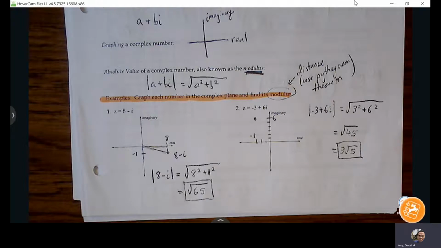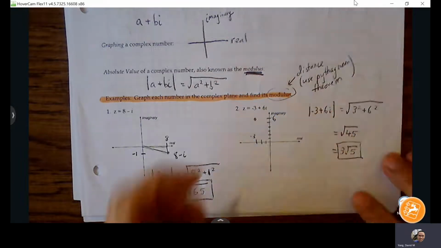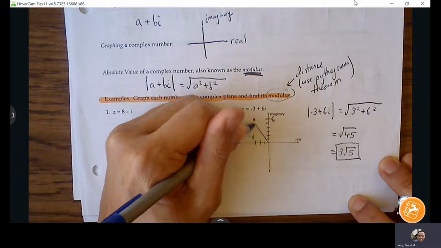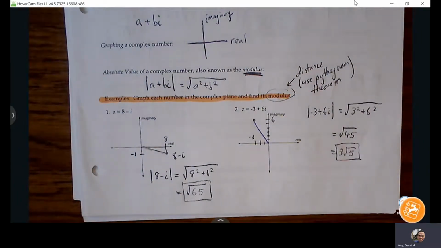Number 2, if you wanted to graph that onto a complex plane, you just go 3 to the left, 6 up, and then the modulus is just going to be that distance from the origin to that point, and just use Pythagorean theorem to get to that. So the absolute value of -3 plus 6i is the square root of 3 squared plus 6 squared. I left the negatives out because everything inside the Pythagorean theorem is just going to become positive. So root 45 or 3 root 5.